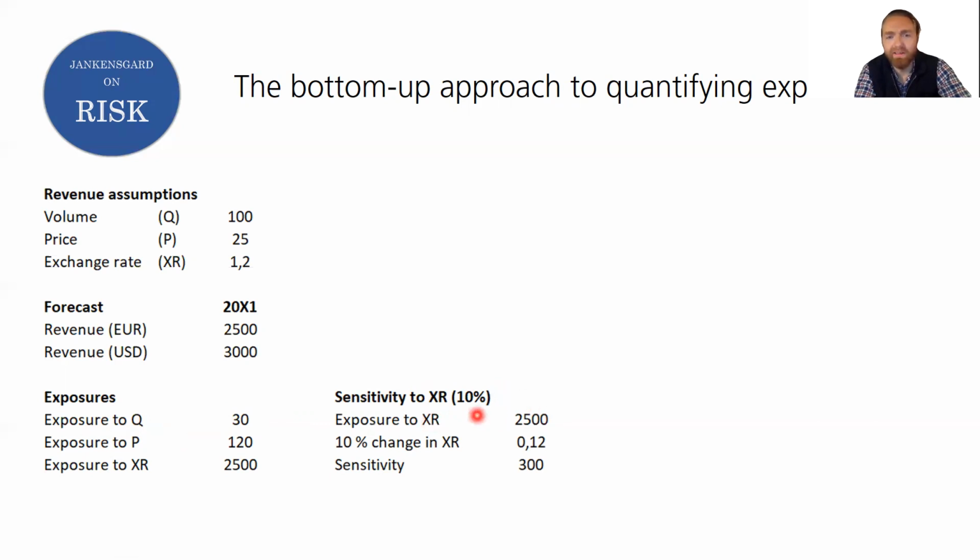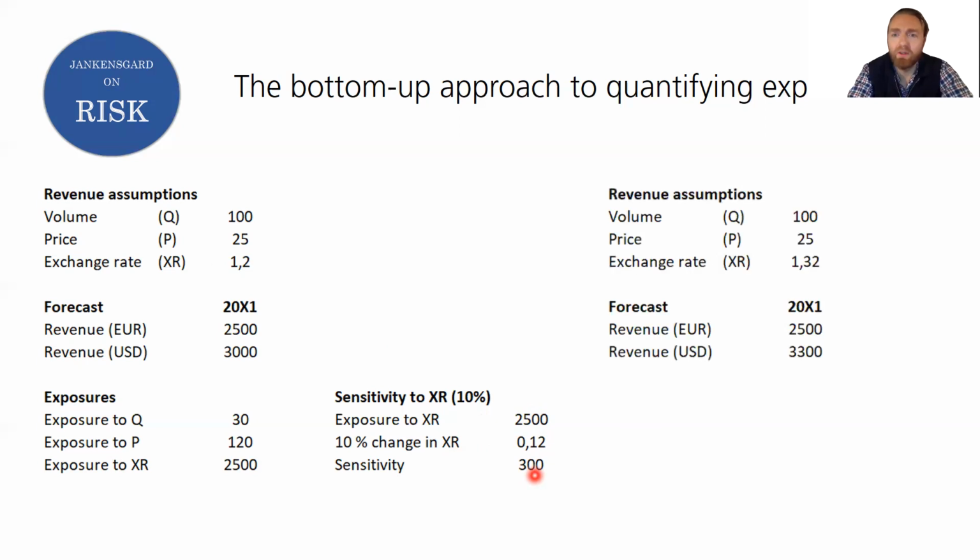Given that it's determined by the exposure times the change, and we have opted for a 10% change, just round up your exposure here and define a 10% change relative to the initial forecast, right? And you can get your sensitivity very easily. So now we don't have to be surprised by certain effects that happen later. We can anticipate them, and all it takes is that we set this up in Excel, as indicated by the formulas.